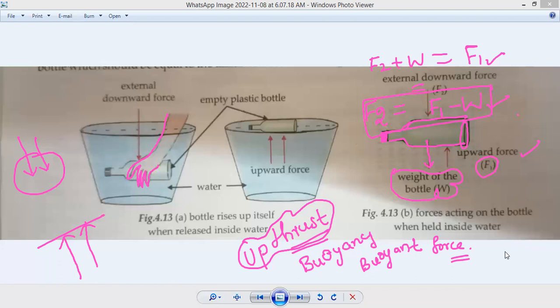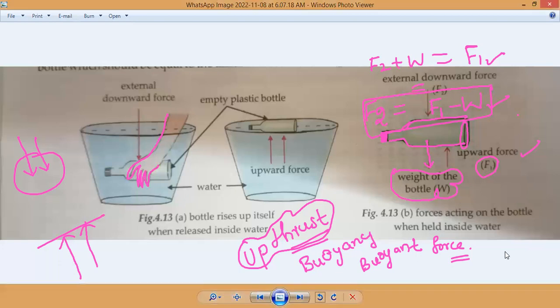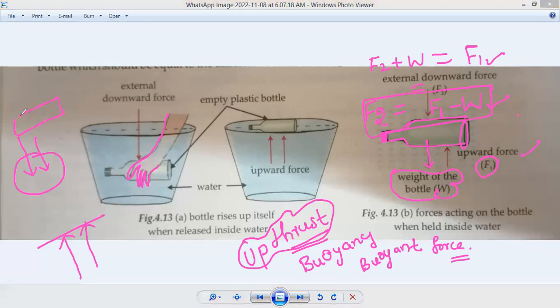So what is another name of buoyancy force? Buoyant force. What is another name of buoyant force? Upthrust. Remember, if force is acting perpendicularly to the surface, like this, that is called thrust. Now, if the force is acting in the upward direction perpendicularly, then that is called upthrust.